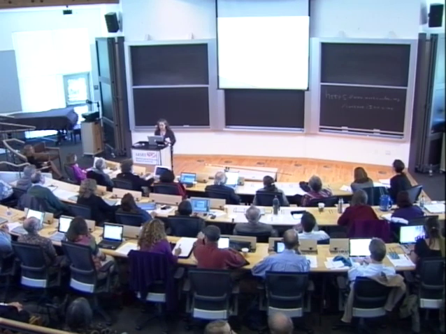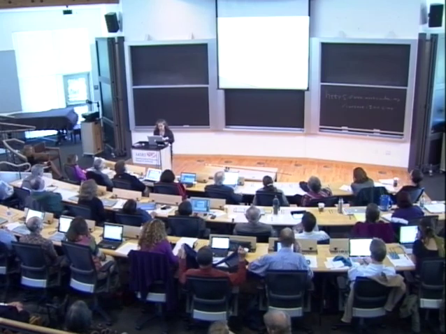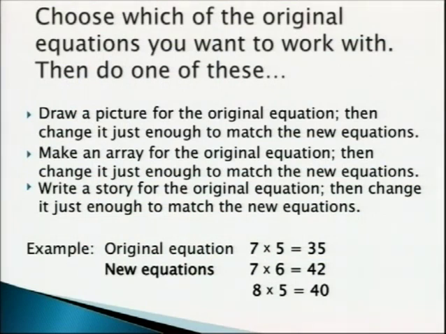So the class goes on, and this is what Ms. K wants them to investigate. So here's the task. She asked them to choose one of those original equation pairs, and then either draw a picture for the original equation, then change it just enough, these are her words, to match the new equations. Or make an array for the original equation, then change it just enough to match the new equation. Write a story for the original equation, then change it just enough to match the new equations.